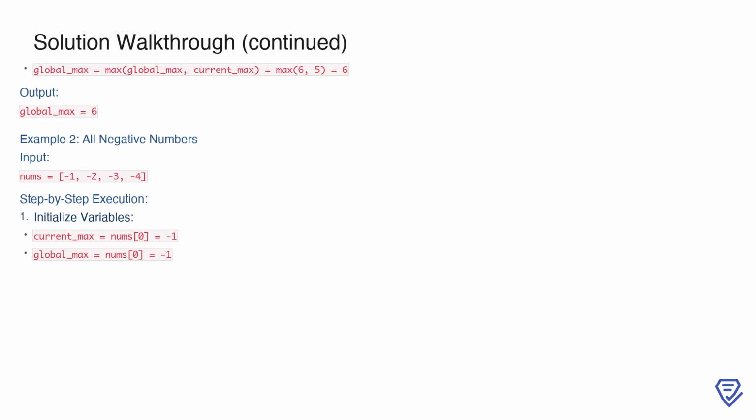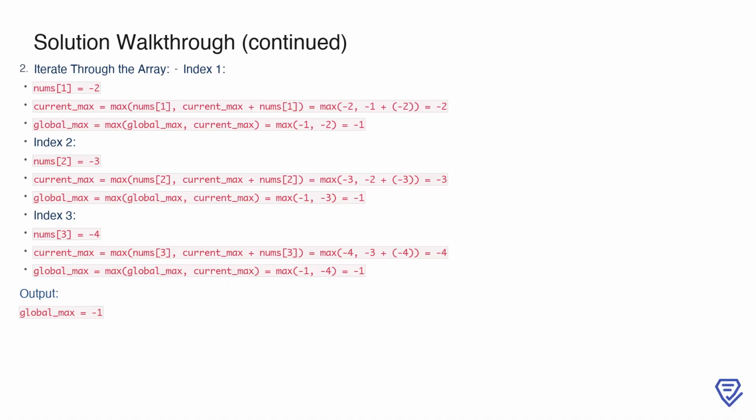Moving to another example, consider an array consisting entirely of negative numbers, nums equals -1, -2, -3, -4. Here, we once again initialize current_max and global_max to the first element, which is -1. The goal remains the same, to find the maximum sum of a contiguous subarray. Starting the iteration at index 1, the value is -2. We calculate the maximum between -2 and the sum of current_max plus -2, which results in a current_max of -2. Since global_max is still greater at -1, it remains unchanged.